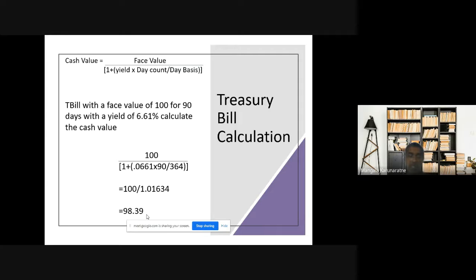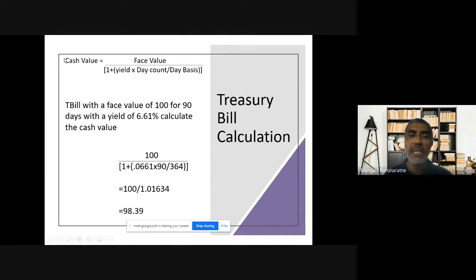So what is the treasury bill I can buy? What is the face value of the treasury bill I can buy? And he will say, I expect 6.61% interest, a return out of this investment, and I want to put it in for 90 days only. So the same calculation, then you have the face value, only you have to calculate.